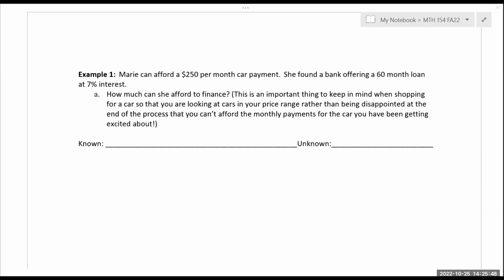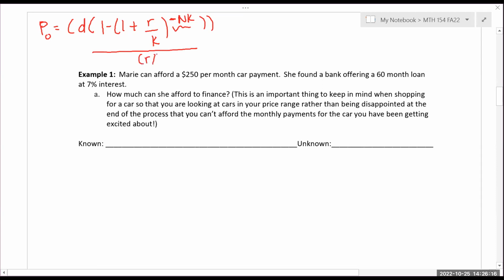Okay, so here is our first example for loans. So I'm going to put our loan formula up here at the top. It's P0 equals d times (1 minus (1 plus r/k) to the negative nk), and then all divided by r/k. Don't forget that negative. This piece I usually like to do separately, so I just have a little bit less going on.